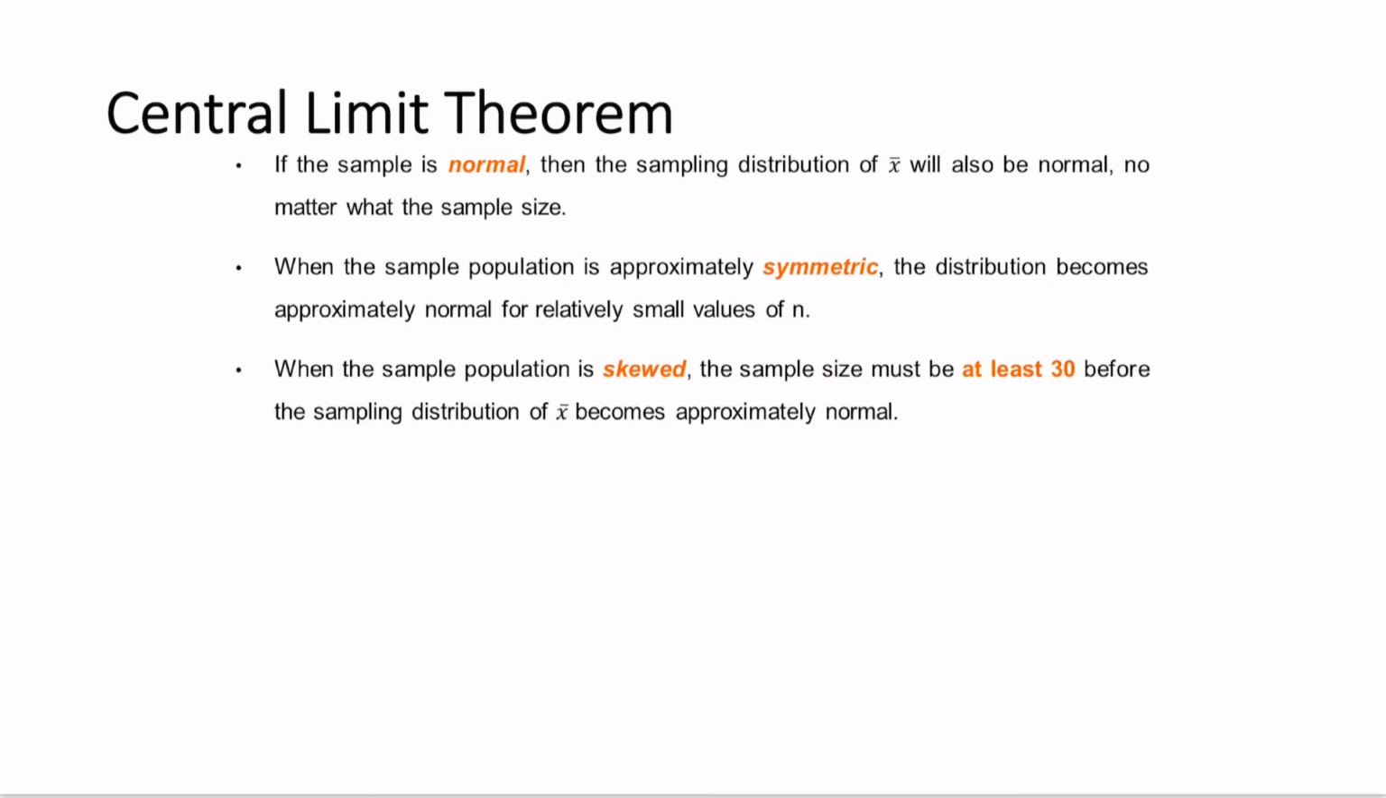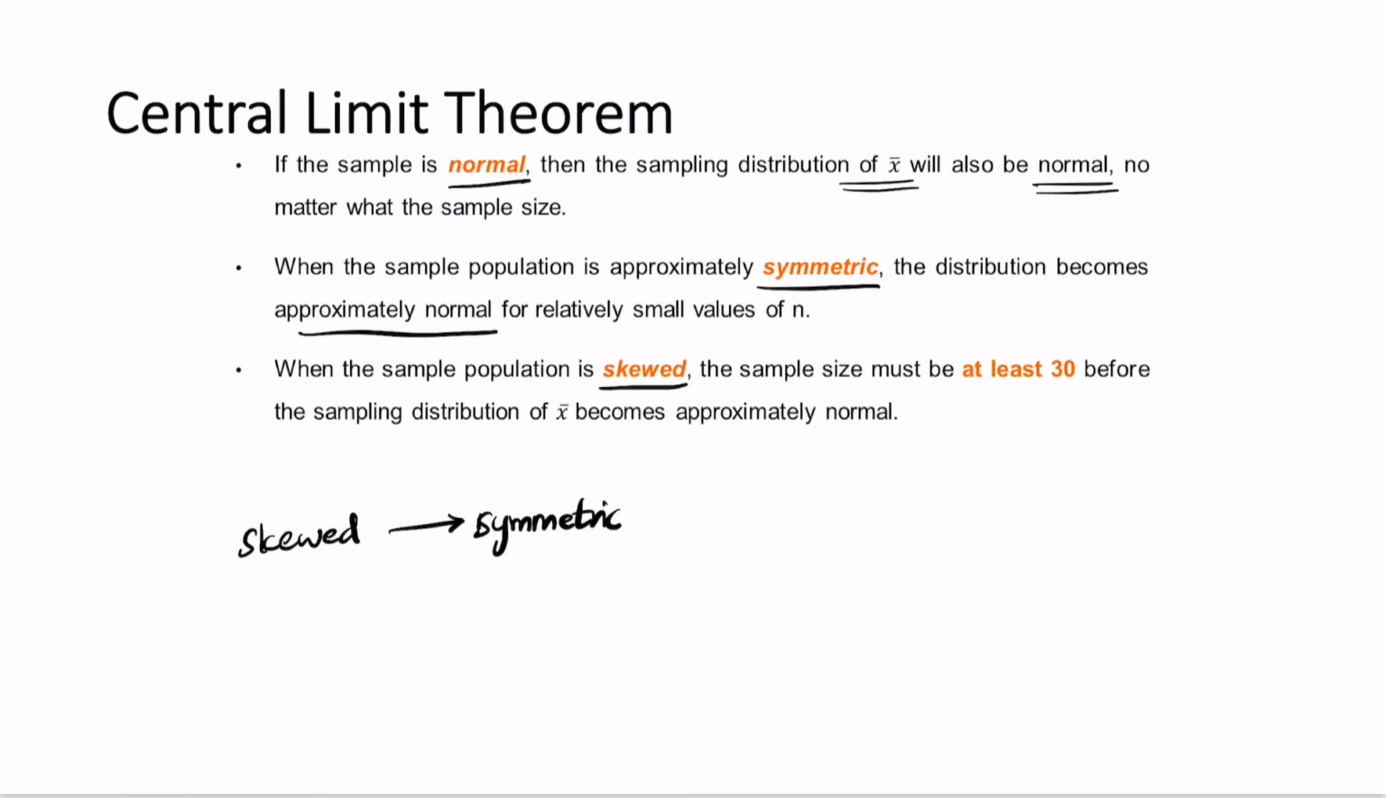This is one of the reasons why the central limit theorem is the most widely used statistical theorem in simplifying non-normal distributions into normal distributions. Remember this point again: if the sample is normal, then the sampling distribution of that mean will also be normal. What we are doing here is converting a skewed distribution into a symmetric distribution by using the central limit theorem. When the sample proportion is approximately symmetric, the distribution becomes approximately normal.